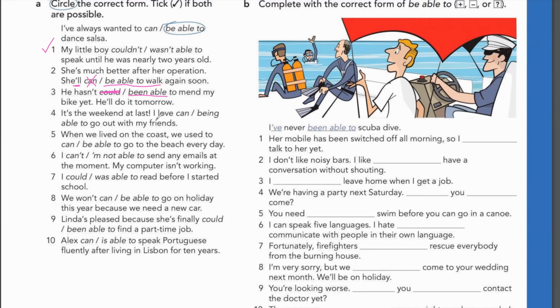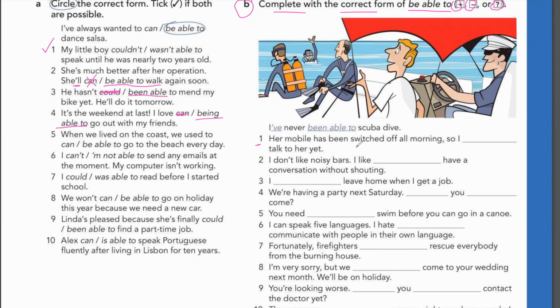Number 4, it's the weekend at last. I love, after love, we must use gerund. So I love being able to. All right. So the rest of it, we can do it fully in the class. Now we're going to move to B part. Exercise B is asking us to complete with the correct form of be able to. Correct form, maybe present perfect, maybe future, maybe gerund, maybe infinitive, positive, negative, and question format.